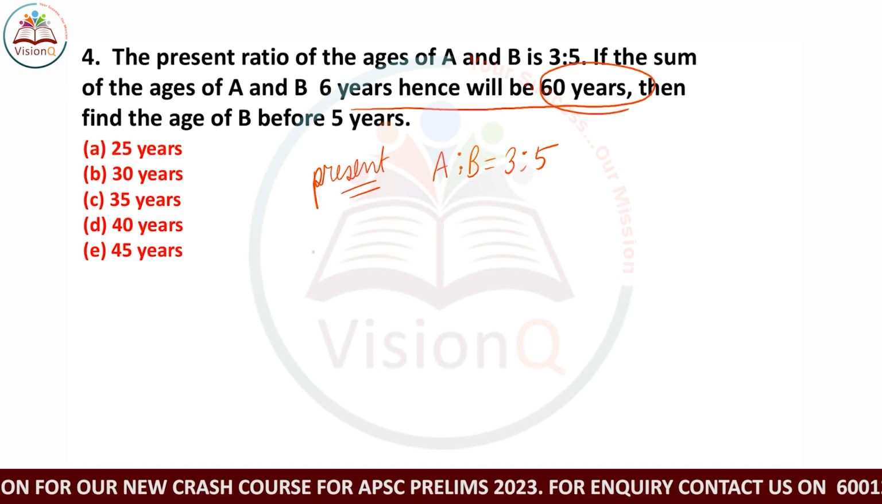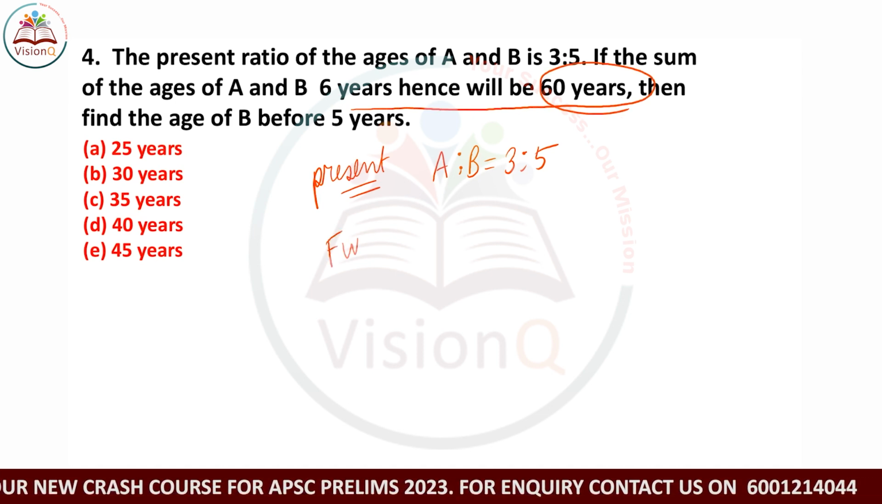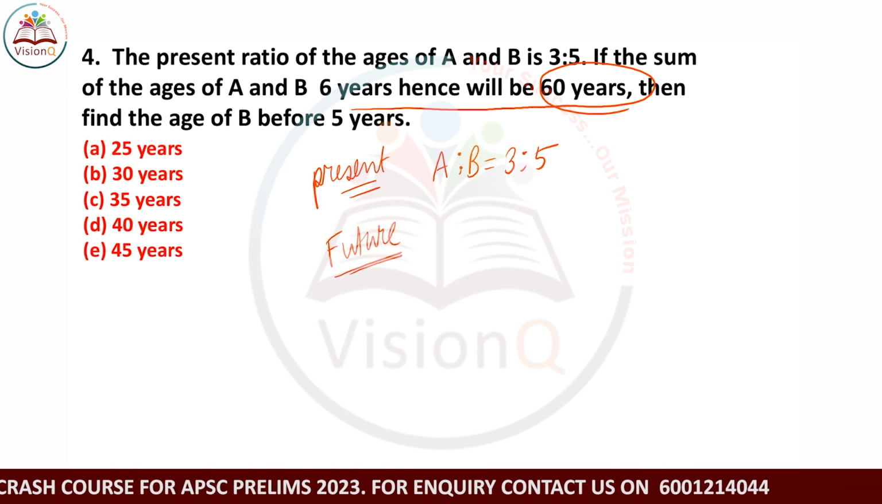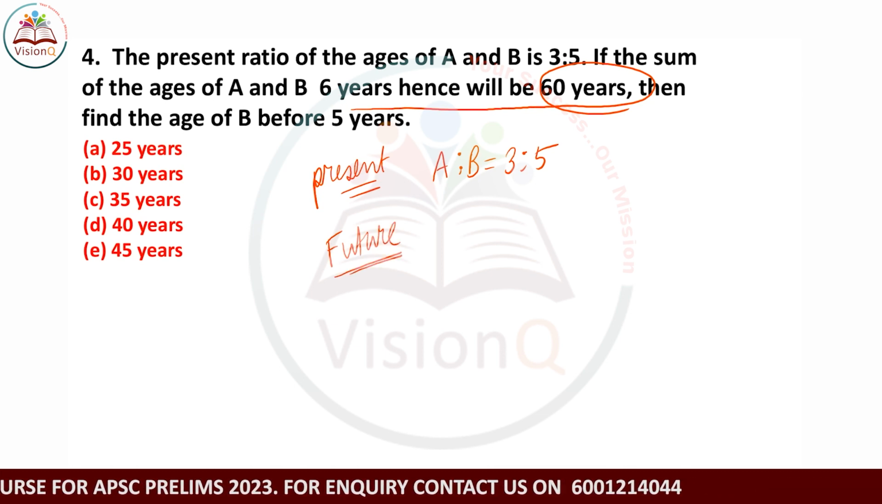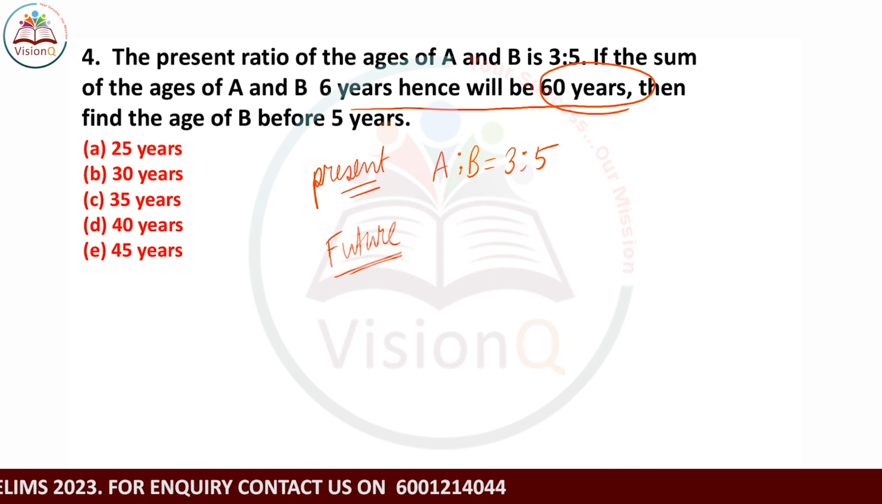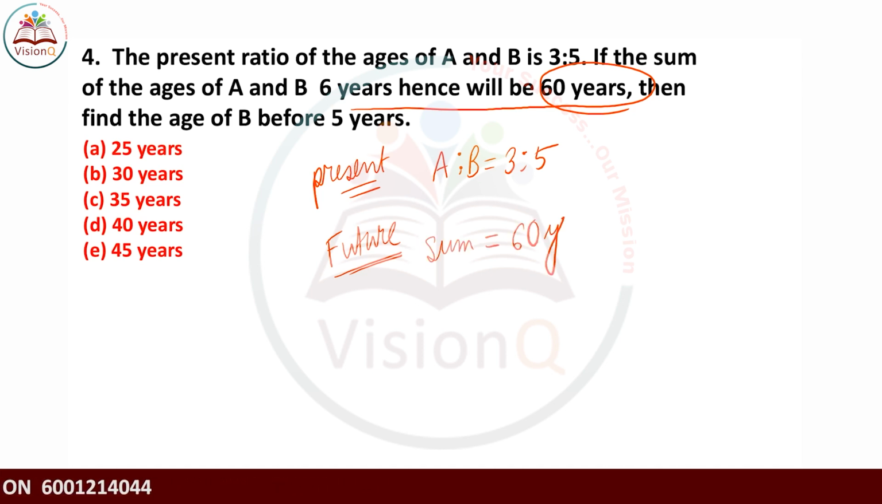but the sum is given in the future. Okay, the sum is not in the present. Remember this. The sum is in the future. So in the future, the sum of the ages of A and B will be 60 years. So if in the future the sum of the ages of A and B will be 60 years, then if I need to find out the present sum of A plus B, what to do?